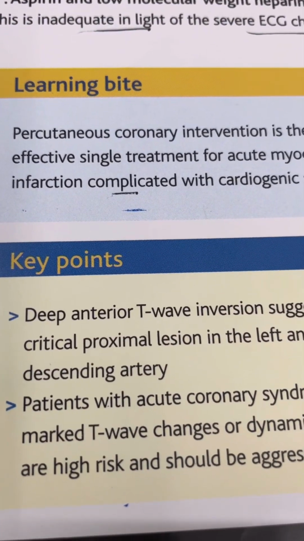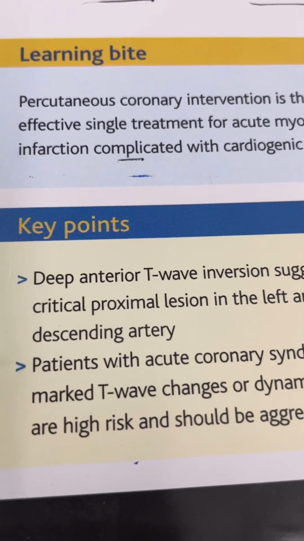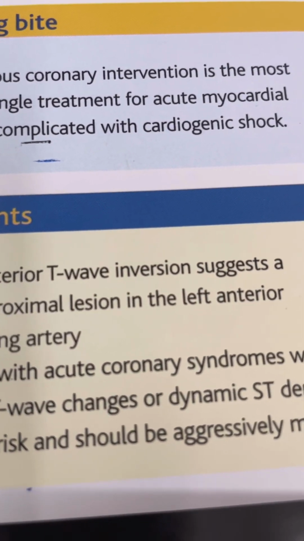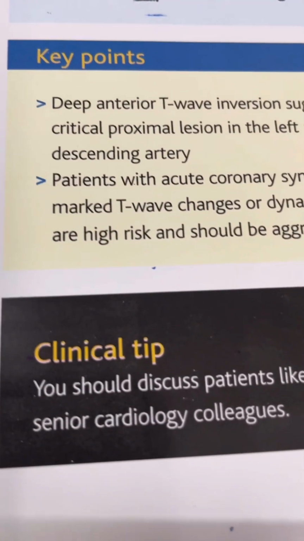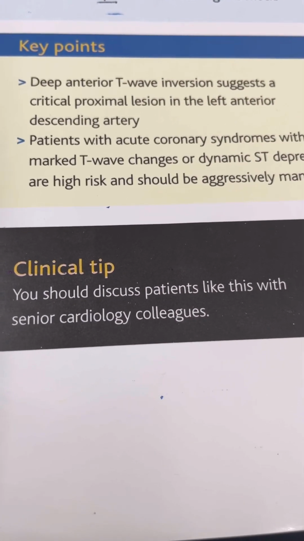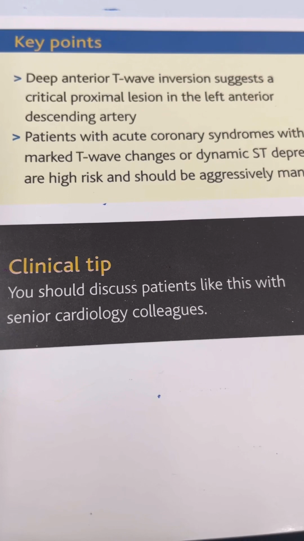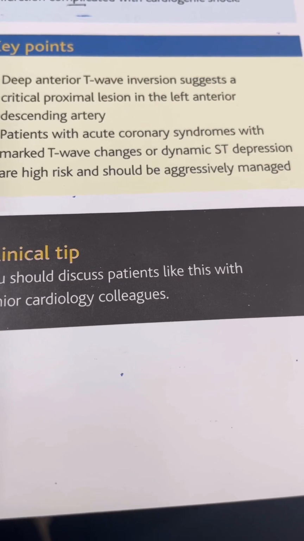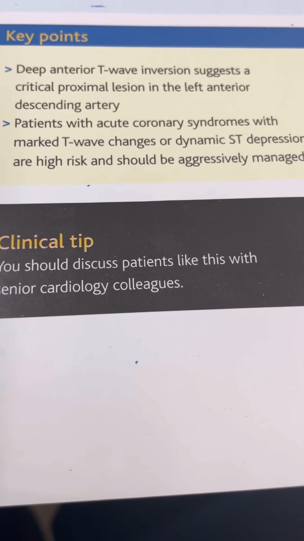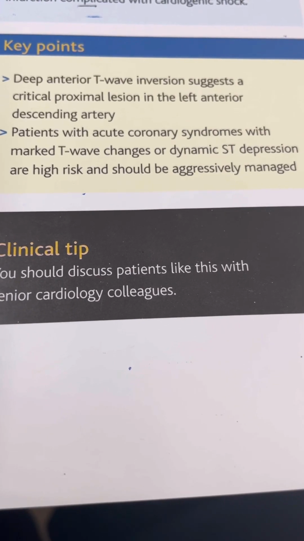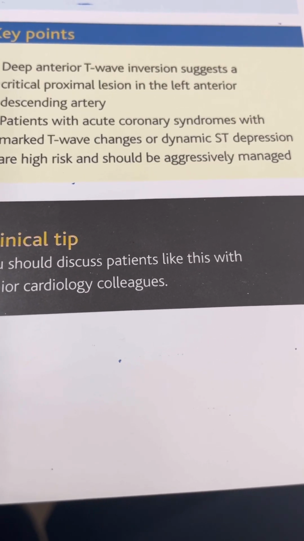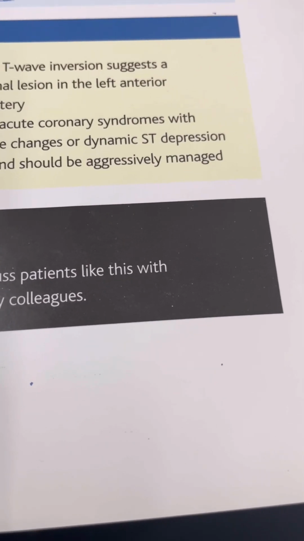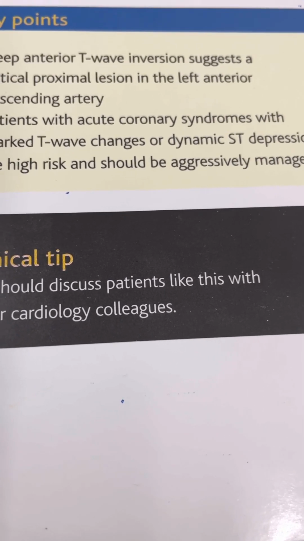Now, learning points. Percutaneous coronary intervention is the most effective single treatment for acute myocardial infarction complicated with cardiogenic shock. Key points. Deep anterior T wave inversion suggests a critical proximal lesion in the left anterior descending artery. Patients with acute coronary syndrome with marked T wave changes or dynamic ST depression are high risk and should be aggressively managed. Hope this case will enlighten you.